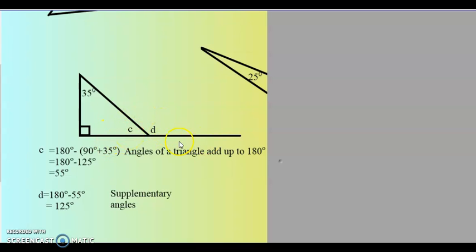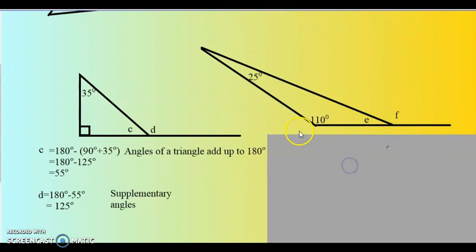Now to calculate D, it's on a straight line. Supplementary angles, 180 degrees minus 55 degrees is 125 degrees. Let's look at the next one. See if you can calculate this one. Some of you already have.